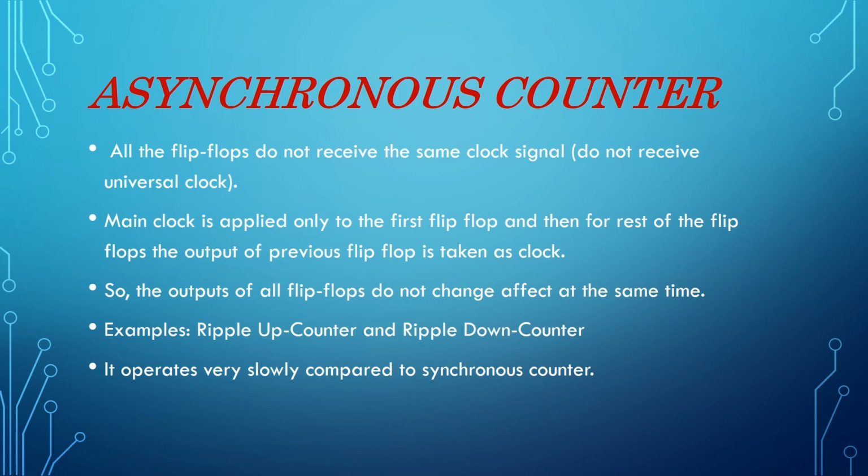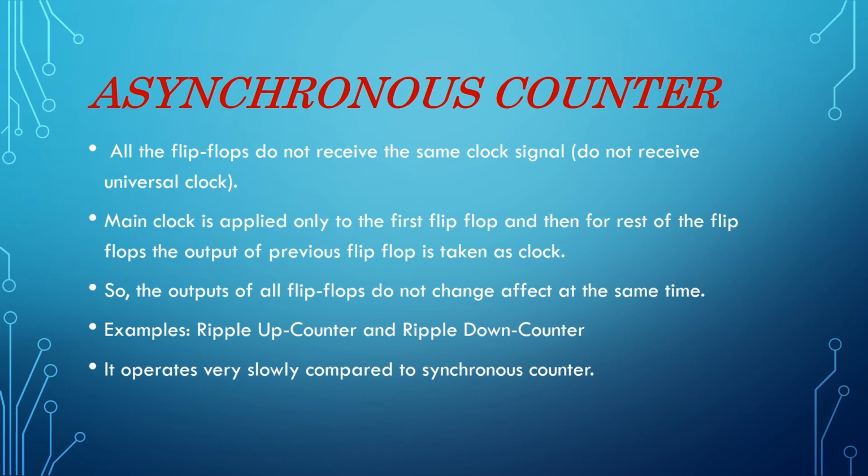Because why 0 to 1? It is a low to high transition, and also we assume that flip flop triggers only at the passage of the clock. I hope you understand this point. So the outputs of all flip flops do not change at the same time. So that's why these are very slow when compared to synchronous counters.